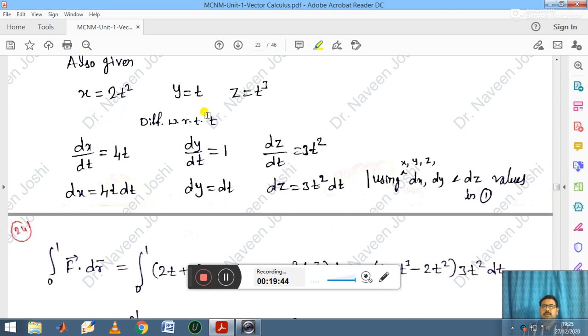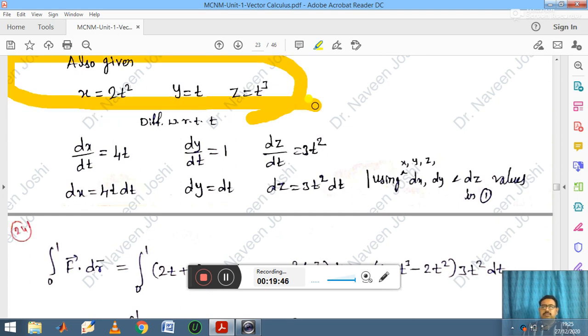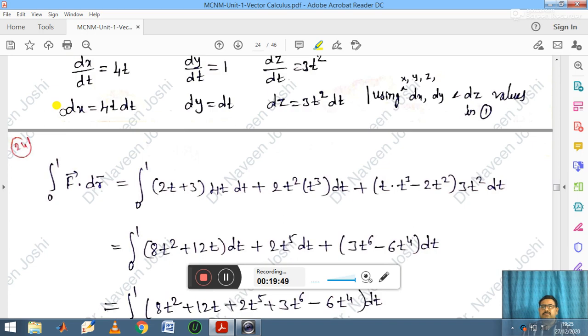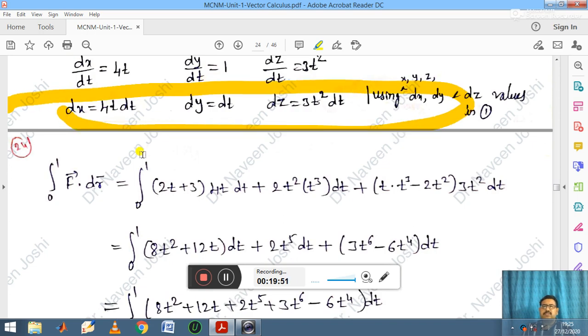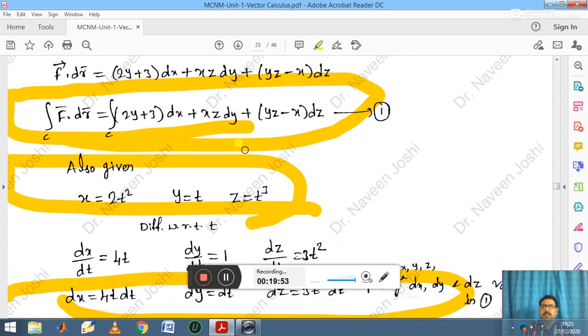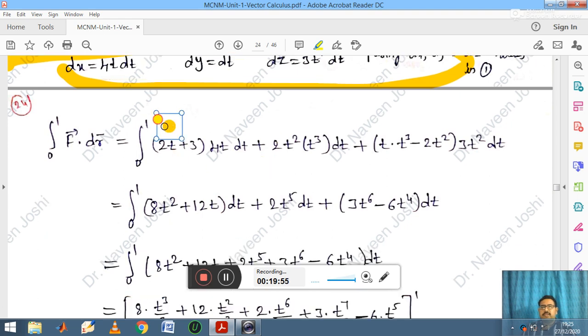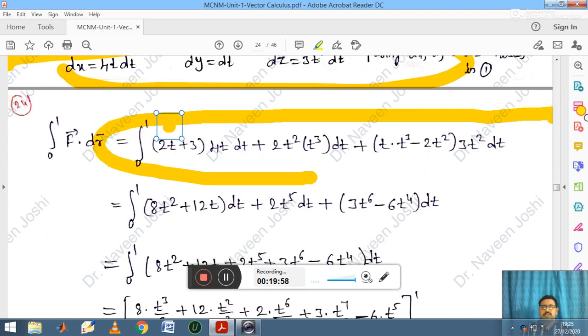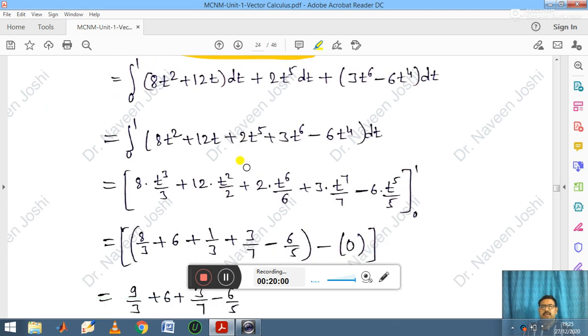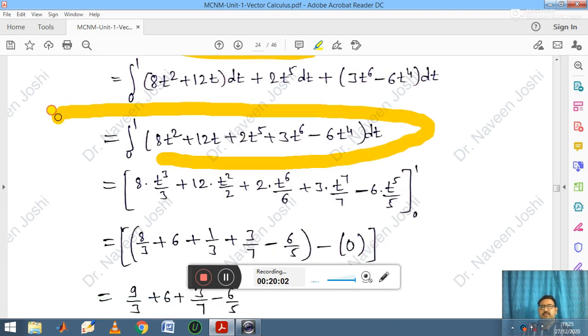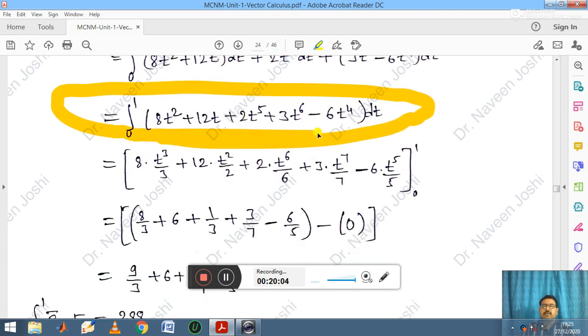The given curves you differentiate with respect to t and take the expressions for dx, dy, dz. So use these in equation 1. Therefore your x, y, z convert into the single variable t. So simplify. Okay, if you simplify, you get this expression. Then go for integration with respect to t. So the limits you are choosing are 0 to 1.